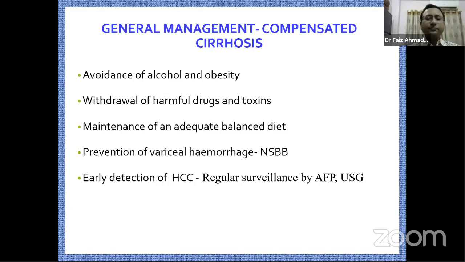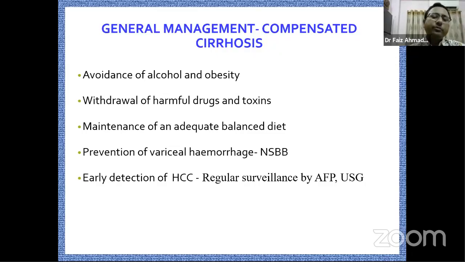So if the patient has varices of medium or large size, we should give some medications that reduce the portal hypertension. So what are these drugs? Non-selective beta blocker, which is propranolol. Jeta amra onno onek kaje use kore thaki, propranolol tumra jano. But this propranolol has a very important use in patients with cirrhosis to reduce portal hypertension.